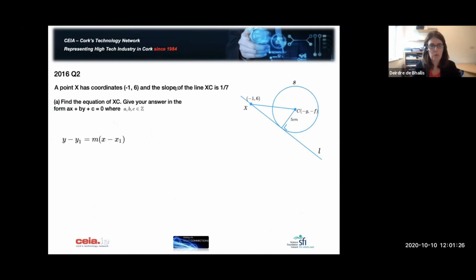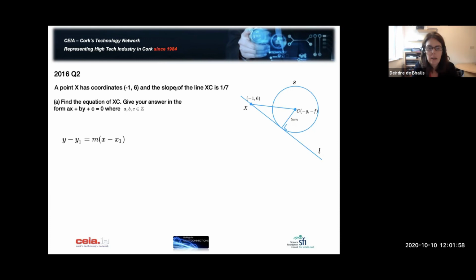2016, we have question 2 there, and that is a point X has coordinates -1 and 6, and the slope of the line XC is 1/7. So they want us to find the equation of XC and to give our answer in the form ax plus by plus c equals 0. Again, they're telling us that a, b, and c are members of Z.